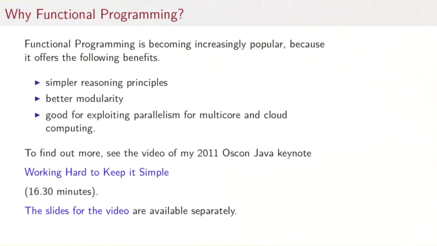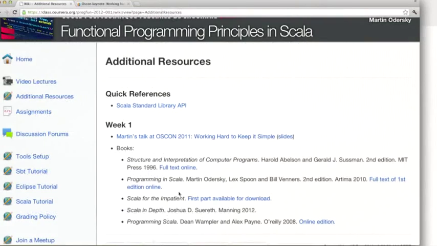Now I've given you a quick introduction to functional programming and why it matters. I've stressed that there are simpler reasoning principles and better modularity, but there's actually a third reason why functional programming is becoming increasingly popular. That's because it's very good for exploiting parallelism on multi-core and cloud computing. To find out more about this third aspect, there's a video that I gave last year at the OSCON Java conference. The video is called Working Hard to Keep It Simple, and you get that also from the site.